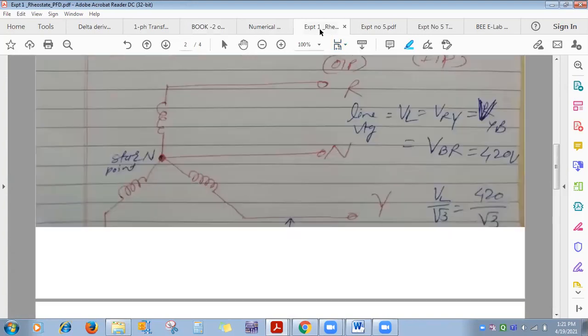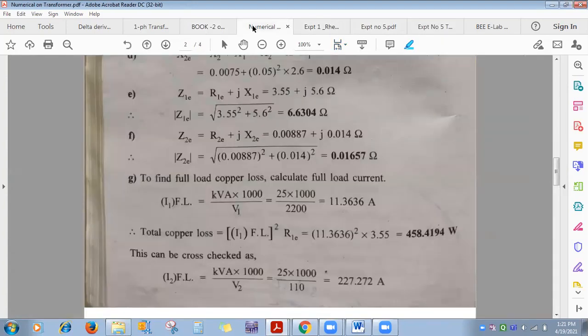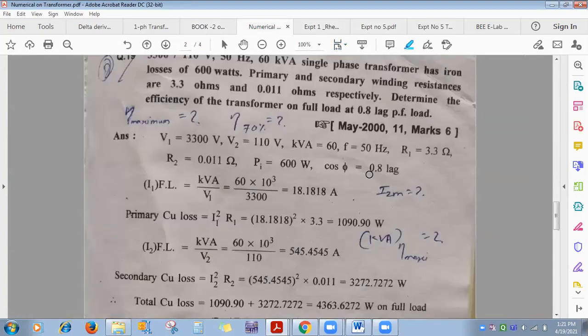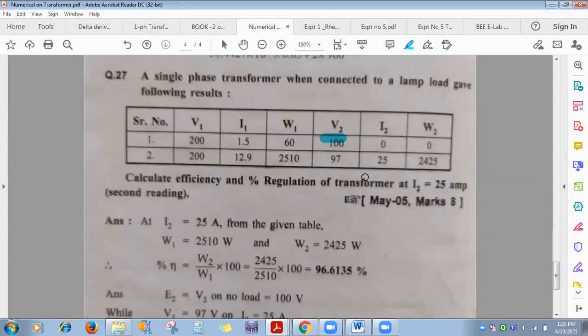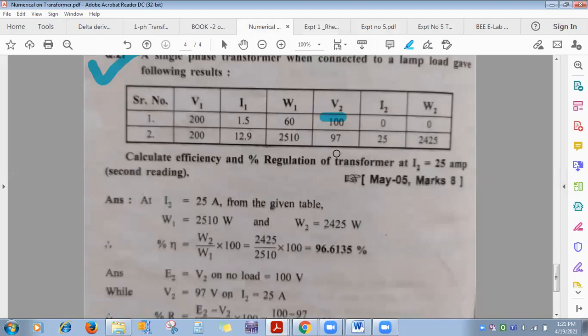See, let us first look at one simple numerical. This one, see this. It is on the direct loading method. Everyone please concentrate on this numerical because numericals based on the direct loading method are there in your syllabus. See, direct loading method numericals are there in your syllabus.